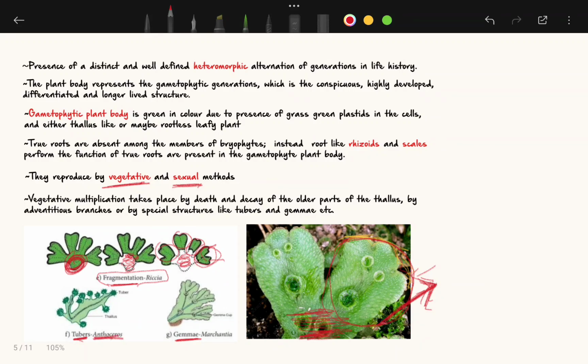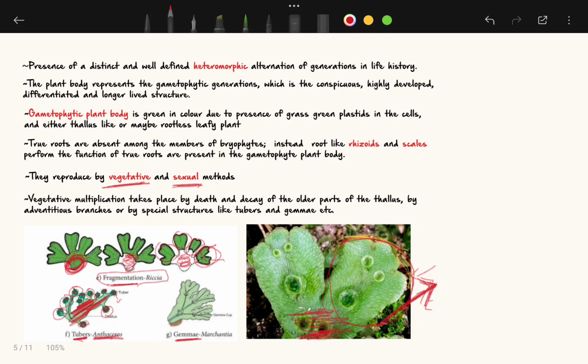Sometimes, in Anthoceros and some other bryophytes, during unfavorable conditions, like insufficient water or nutrients, the plant body will start to produce tube-like structures. These are known as tubers, and they contain a sufficient amount of food and grow on the ground. Over time the plant body decays and dies off, and when there are favorable conditions, like sufficient water and nutrients, each of these tubers gives rise to a new plant.